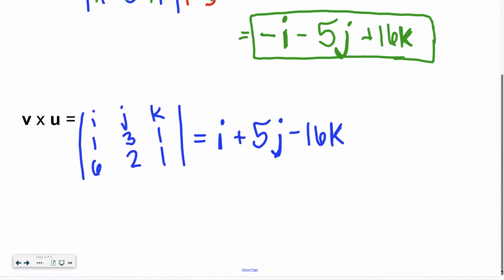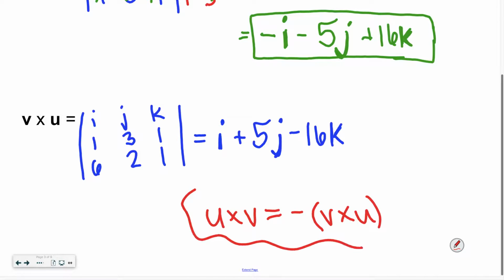That is not a coincidence. U cross V will always be the opposite of V cross U. Always.